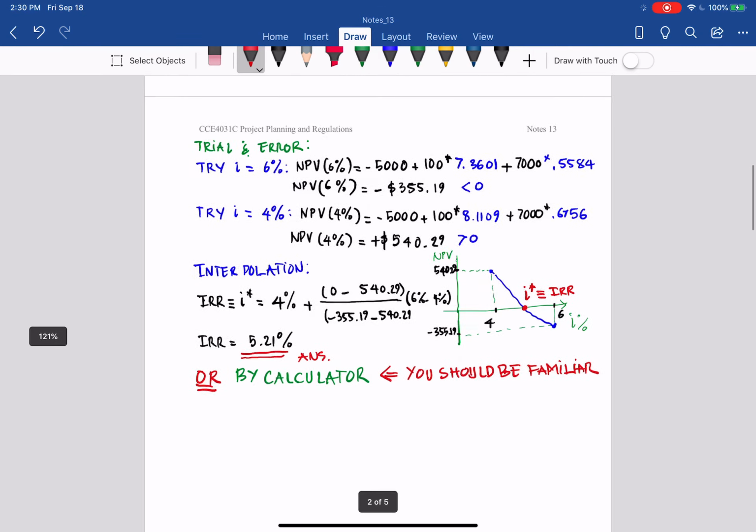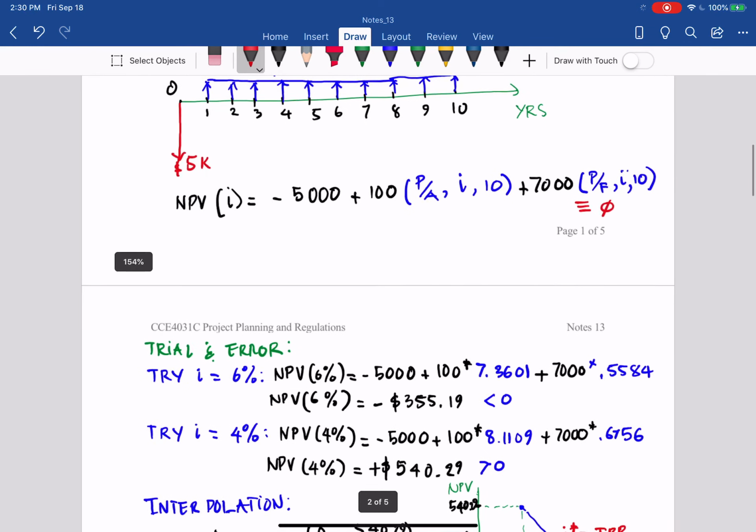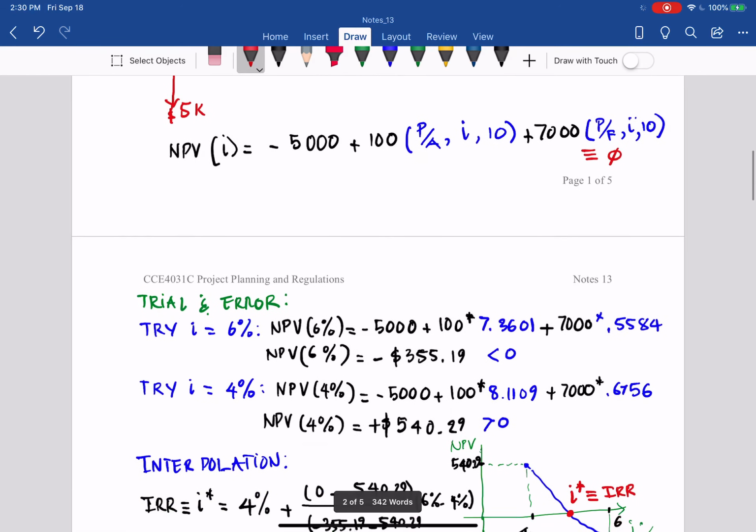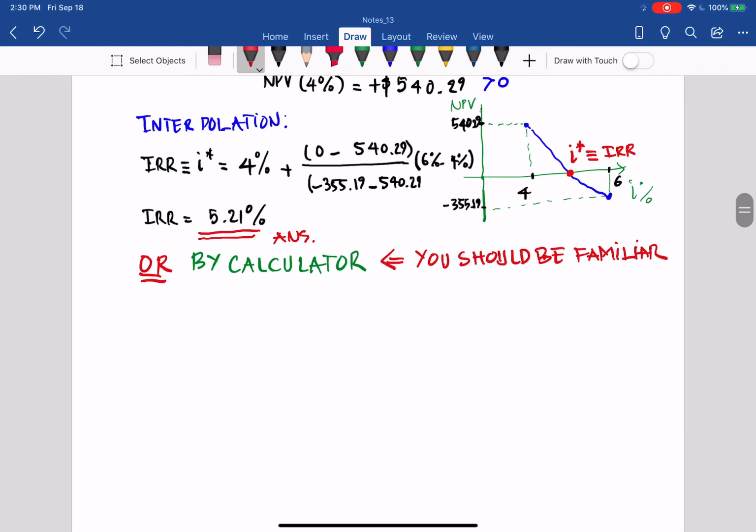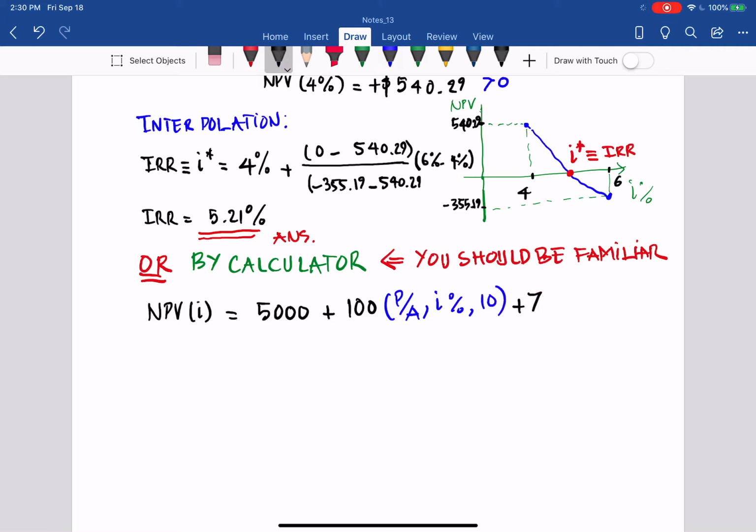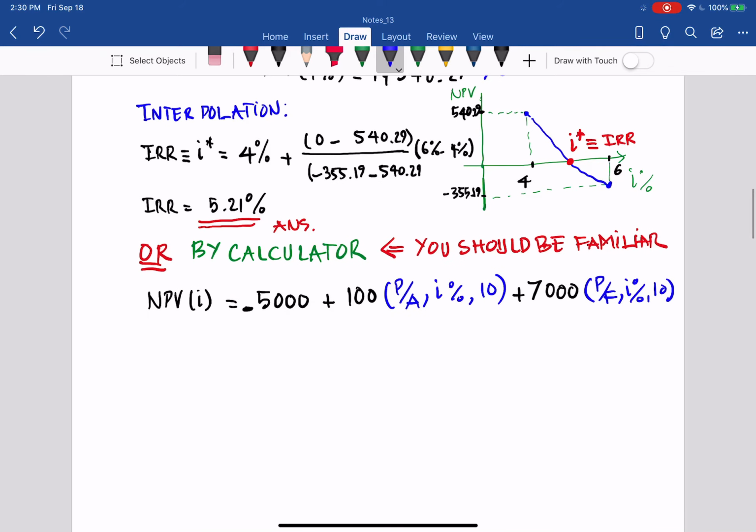So how can we do that here? From the NPV at I equal to that, right? So with that, let's rewrite that equation. NPV at I equals negative 5,000 plus 100 P over A, I percent, 10, plus 7,000 P over F, I percent, 10. Then it equals 0.